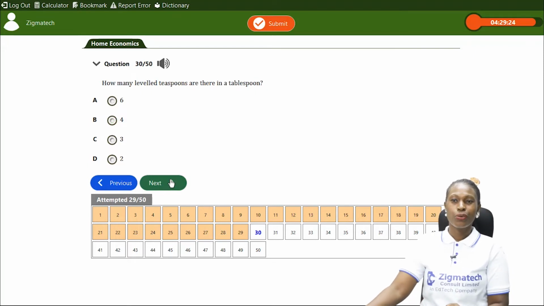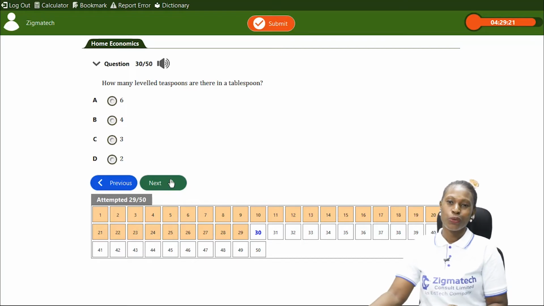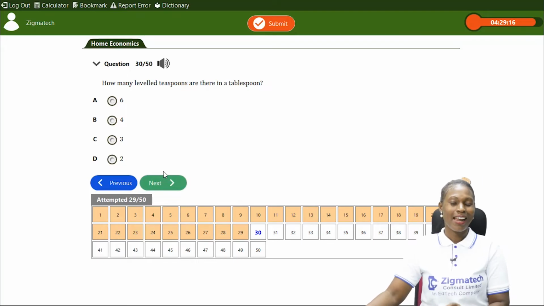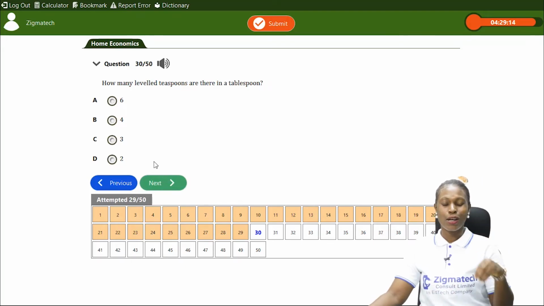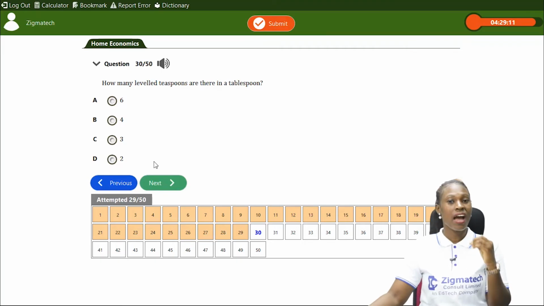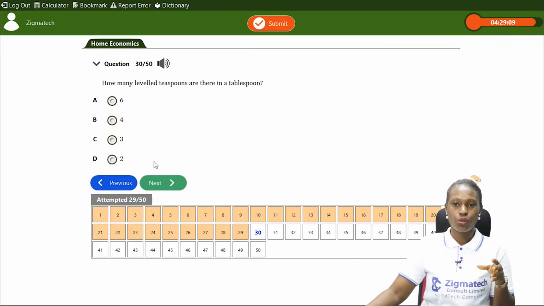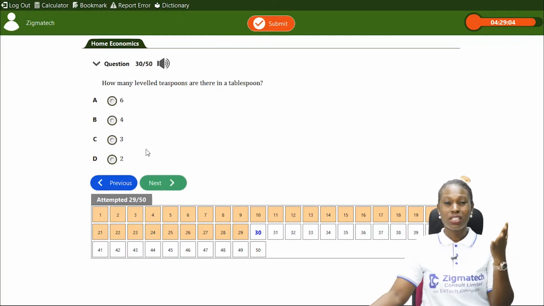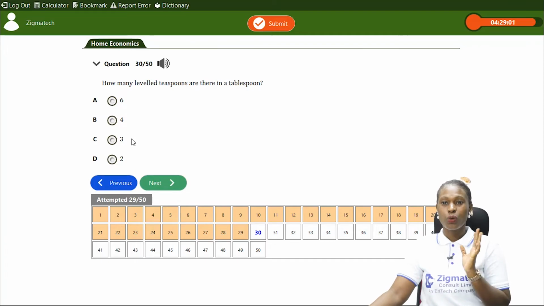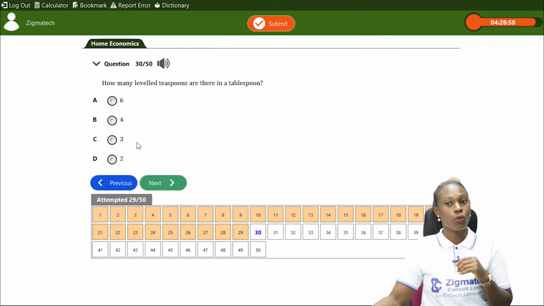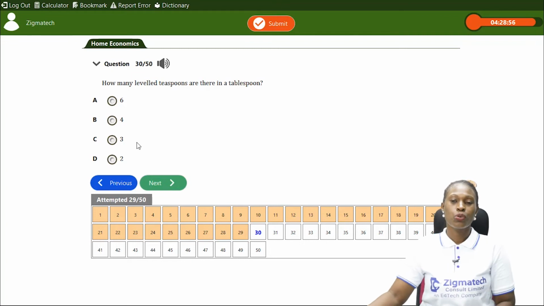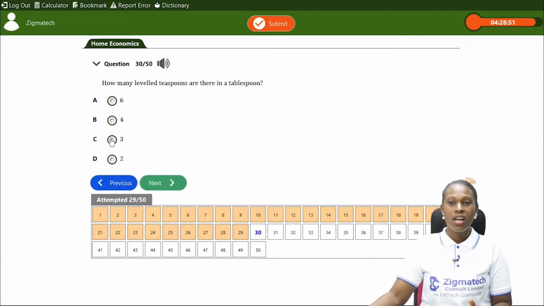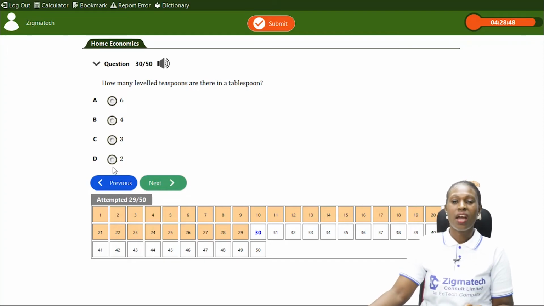How many leveled teaspoons are there in a tablespoon? If you've seen the different spoons we have, from the 1 teaspoon, half teaspoon, 1 tablespoon, half tablespoon. So now the question is, how many leveled teaspoons are there in a tablespoon? So we have options: is it 6, is it 4, is it 3 or 2? Now the answer is 3.